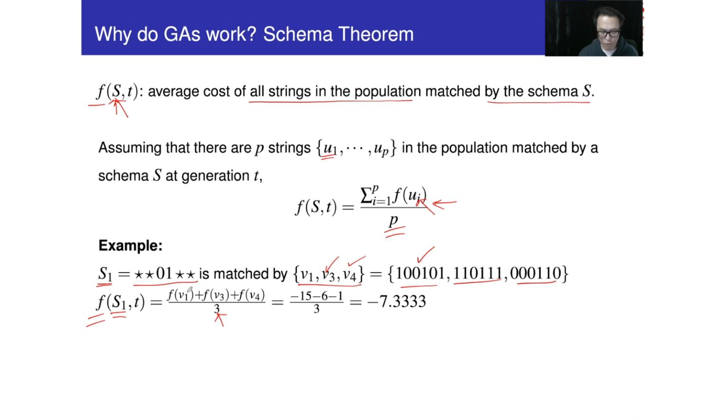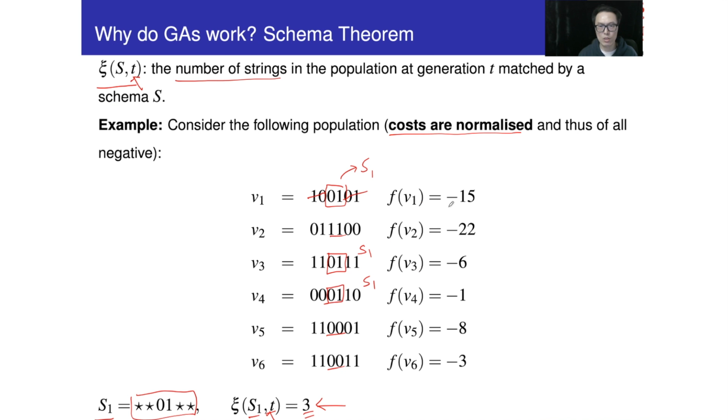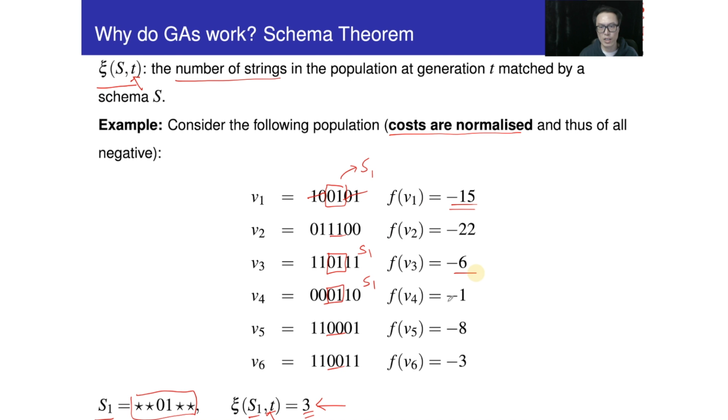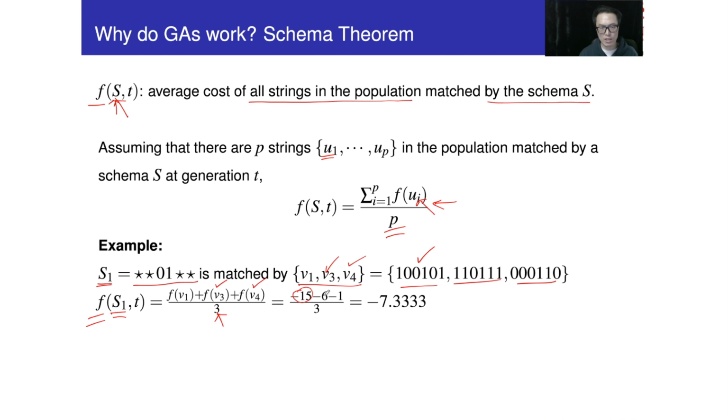The cost of V1 in this population is minus 15, so I'm going to put minus 15 right here. The costs of V3 and V4 are right here: minus 6 and minus 1. Divided by 3, that gives minus 7.3333. That is the average cost of the schema S1 in this population at the current iteration T.